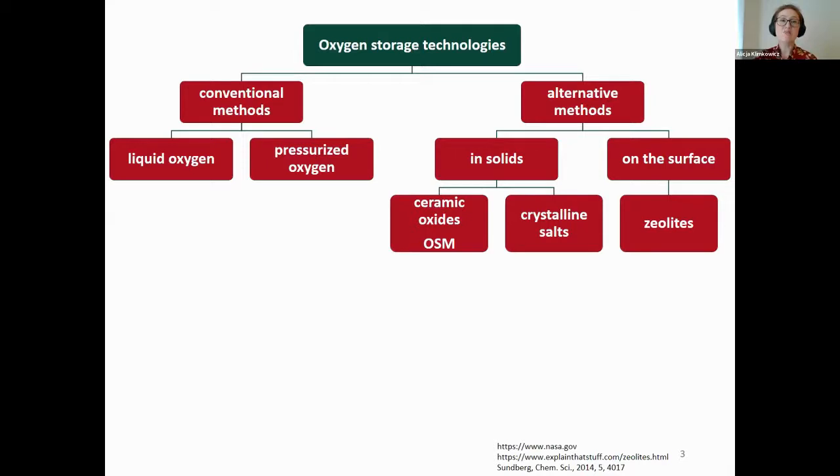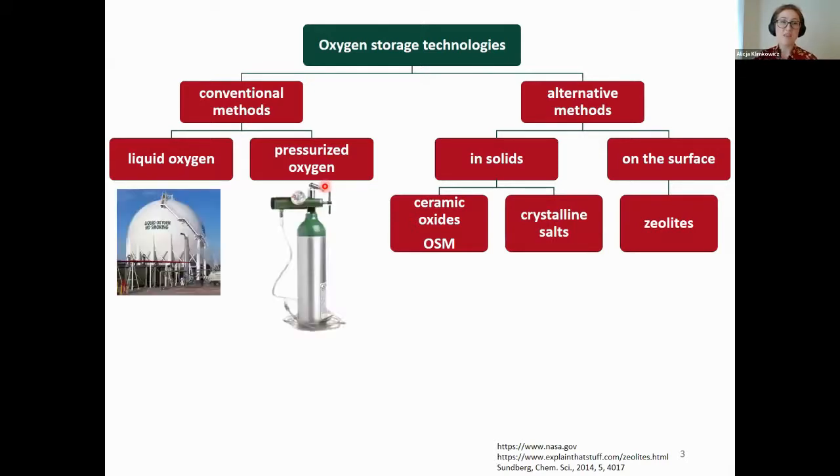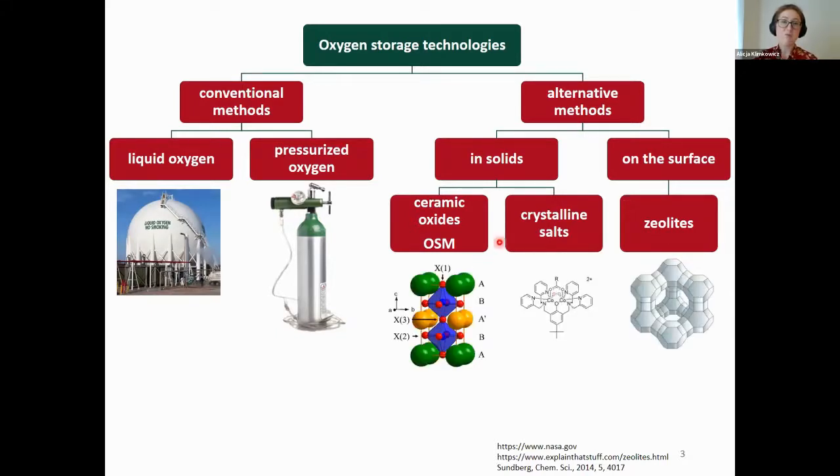Now a little briefing on the oxygen storage technologies. As you can see on the screen here, we can distinguish conventional methods and alternative methods. For the conventional, I'm sure you all know liquid oxygen or pressurized oxygen, and you are probably familiar with those storage techniques. The alternative is to use materials for storage. For example, we can store in the bulk or on the surface, like in the case of zeolites. Today, I'm going to present the use of ceramic oxides, which in short we call oxygen storage materials.